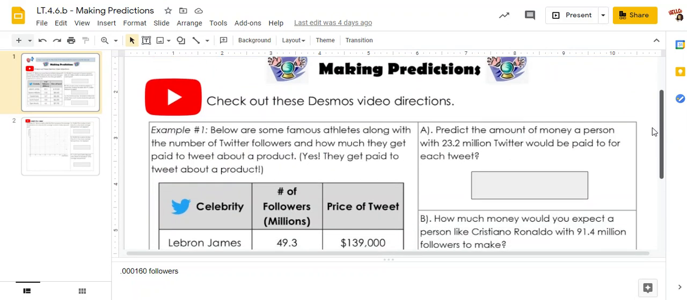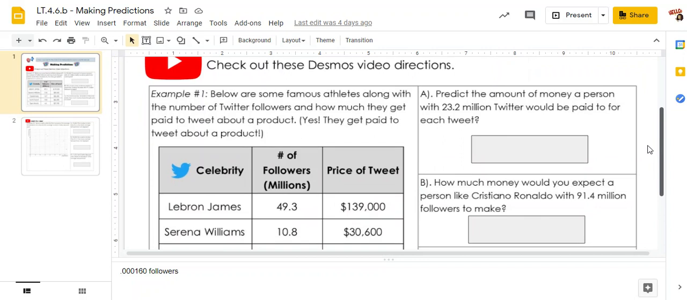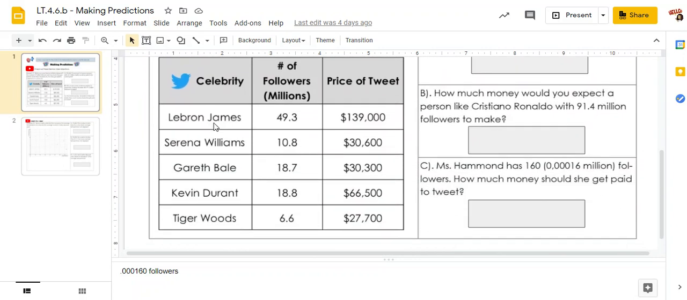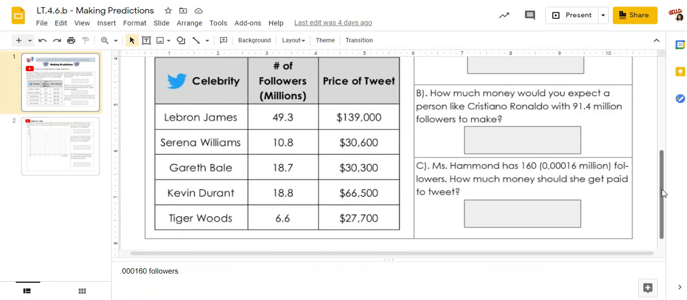So famous celebrities with a lot of followers on Twitter get paid to tweet about certain products. For example, LeBron James is a famous basketball player. He has 49.3 million followers on Twitter, and he gets paid $139,000 every time he tweets about sneakers or a power drink or whatever company he wants to advertise for. Serena Williams, who's a tennis player, has 10.8 million followers on Twitter, and she gets paid $30,600 every time she tweets about a product. Then we have Gareth Bale, a soccer player, Kevin Durant, another basketball player, and Tiger Woods, a golfer. And you can see how many followers they have and how much it costs every time they tweet about a product.